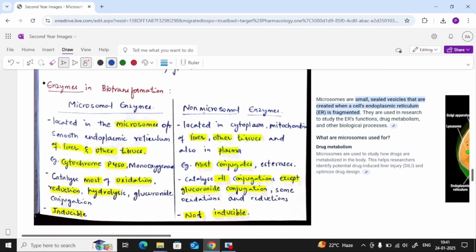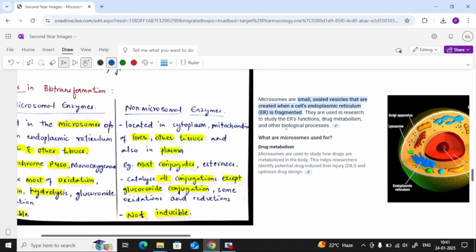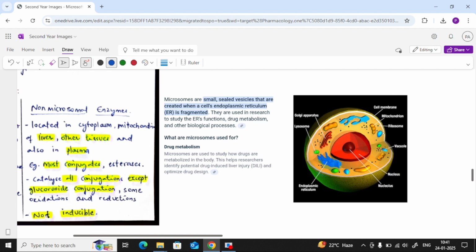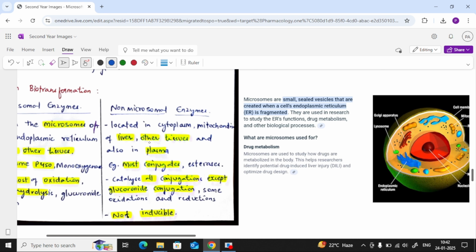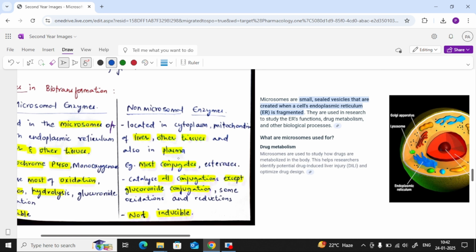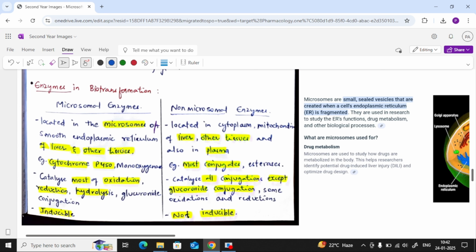Now, what do you mean by non-microsomal enzymes? Obviously they are not in the microsomes. So they are located in the cytoplasm and mitochondria, the brown colored thing, of the liver, other tissues, and they are also there in plasma. So that is the difference. Microsomal enzymes are not there in plasma. Non-microsomal enzymes are also there in plasma.